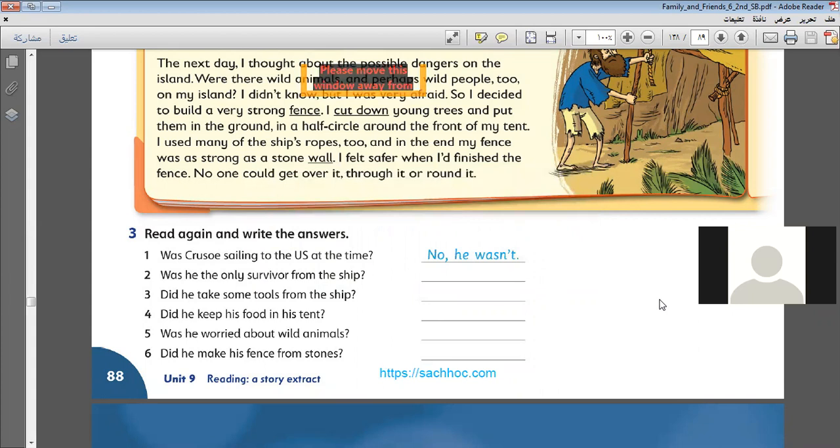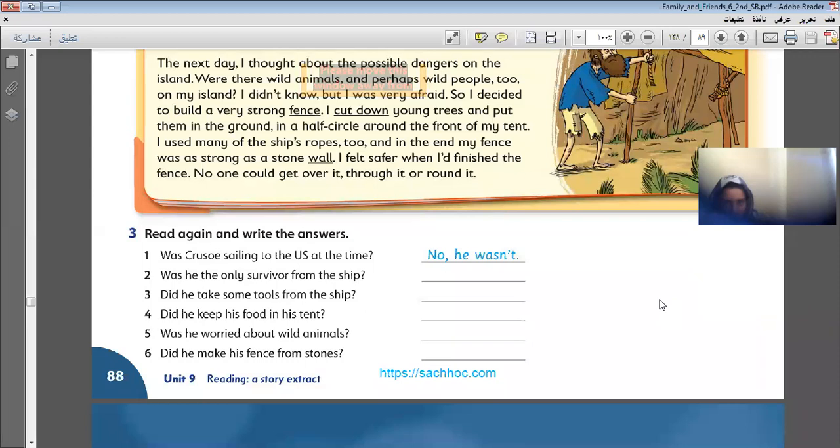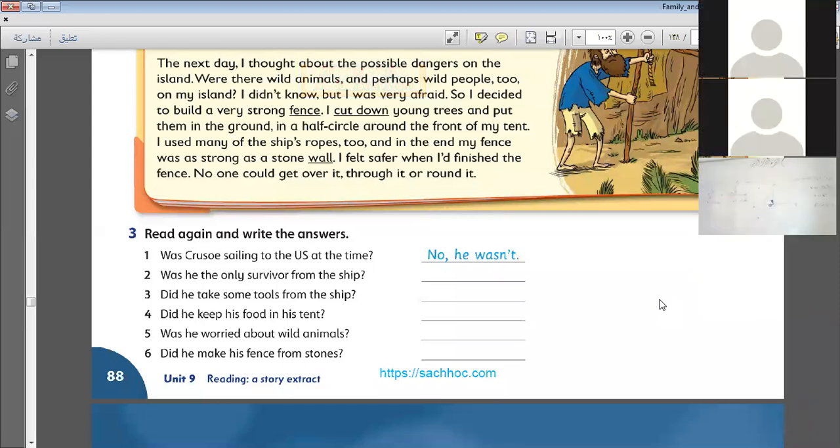Teacher, I want to answer number 6. Yes, please. Did he make his fence from stones? Yes, he did. So, did he make his fence from stones?